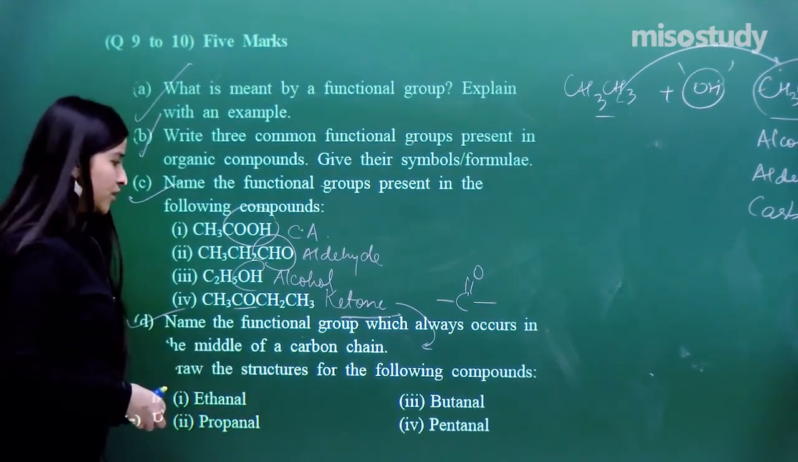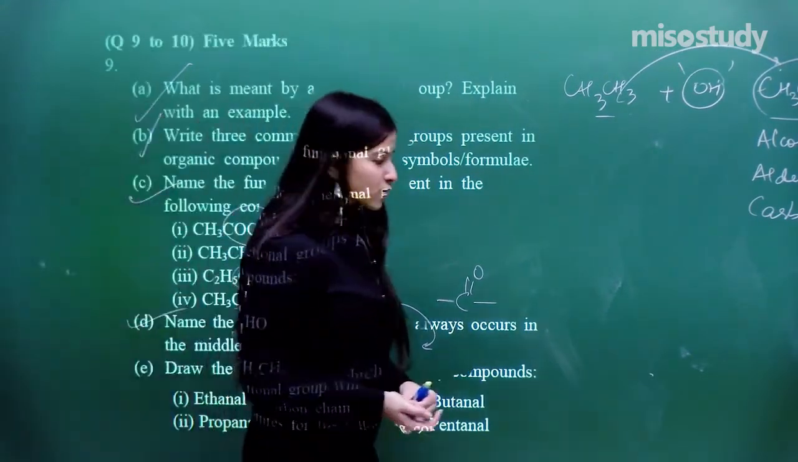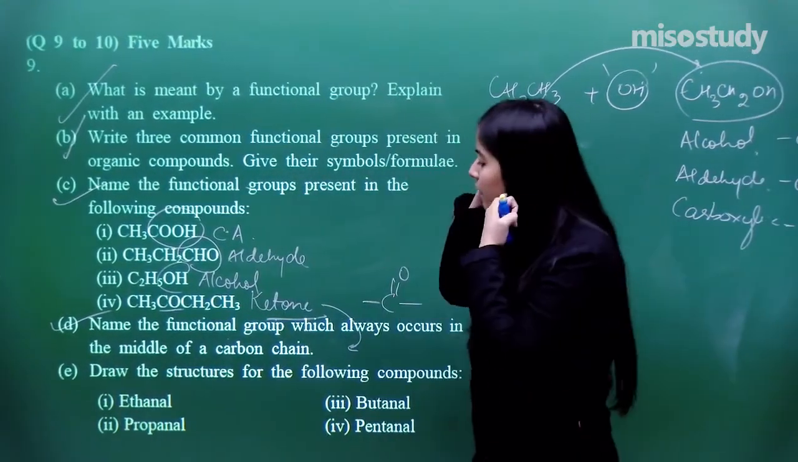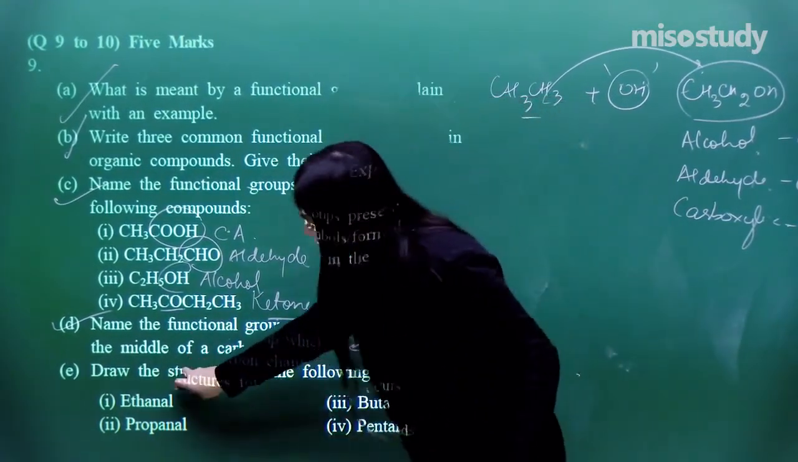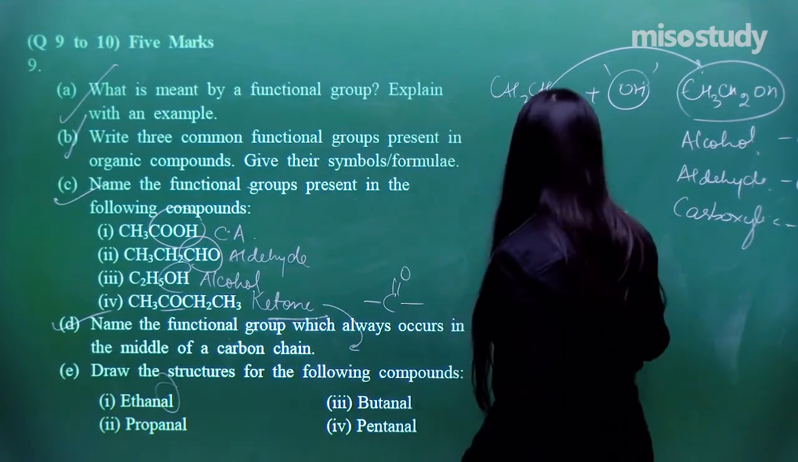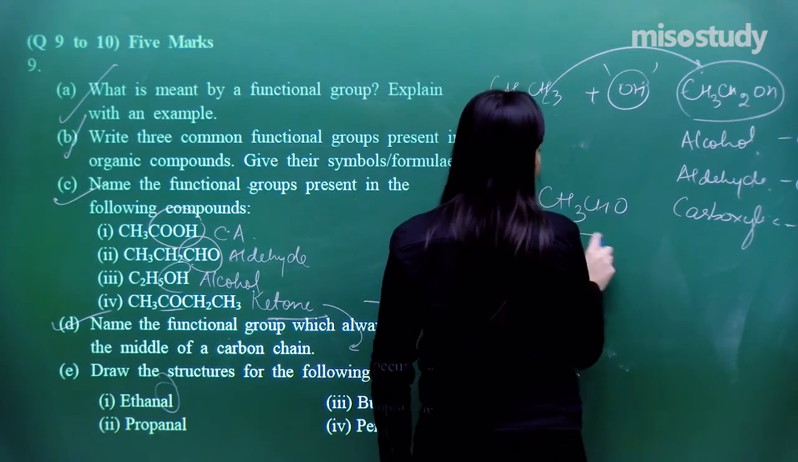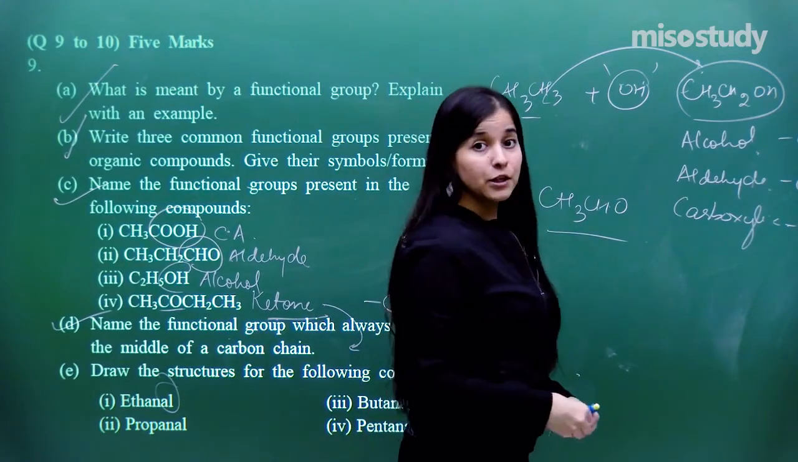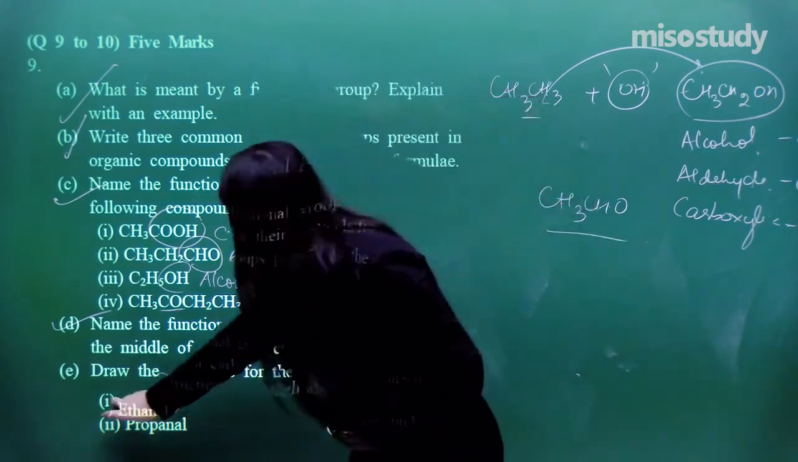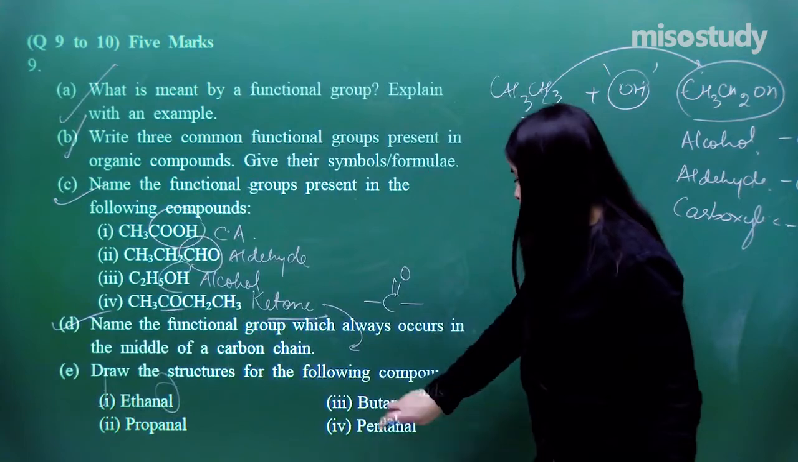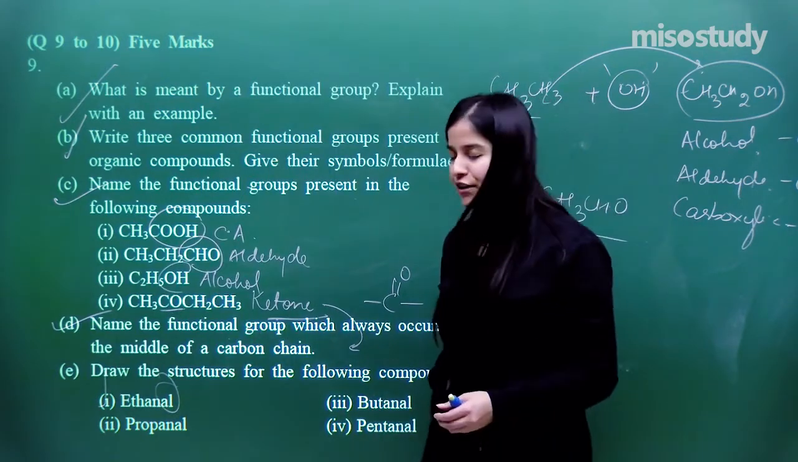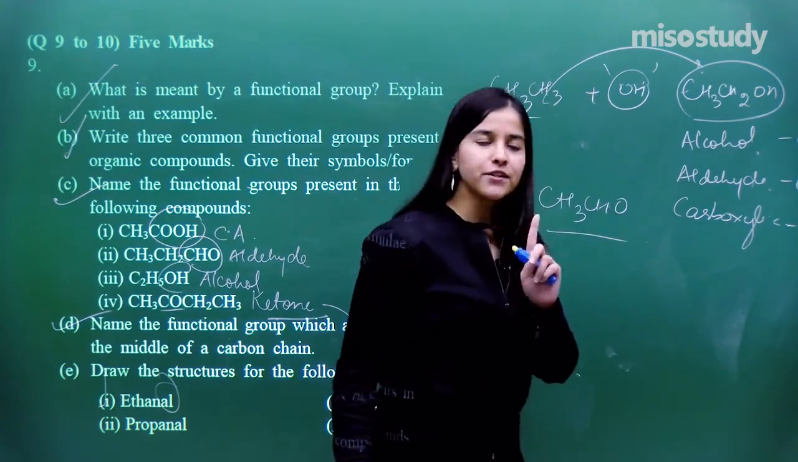Draw the structure for the following compounds. Now this is going to be interesting. Ethanol, ol means alcohol, eth means 2 carbons. A total of 2 here including the functional group. Butanol, having 4 in total including the functional group.